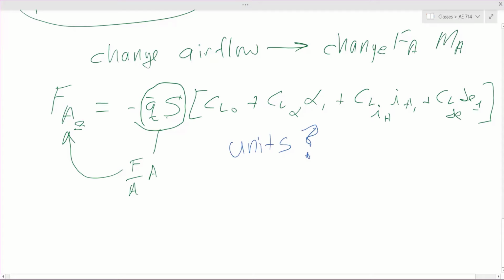So what does that mean the units are on this? Well, we know that the coefficients are unitless, right? What are the units on alpha? Somebody say radians? Yeah, and that's unitless, right? It's dimensionless because a radian is an arc length over a radius, so it's unitless. Same thing for iH, same thing for delta E. So all of the variables in this linear expansion for steady state are unitless.